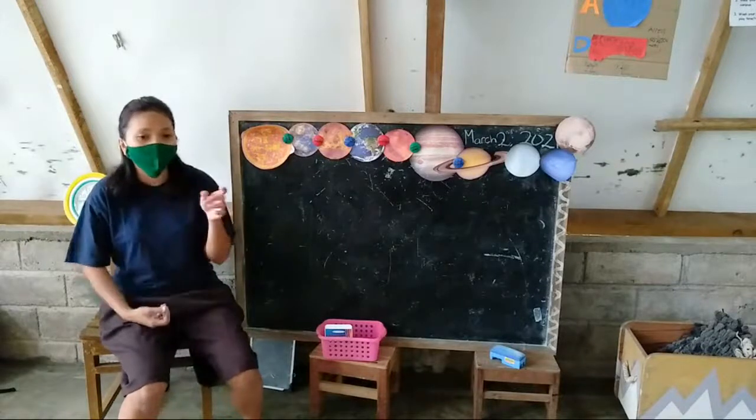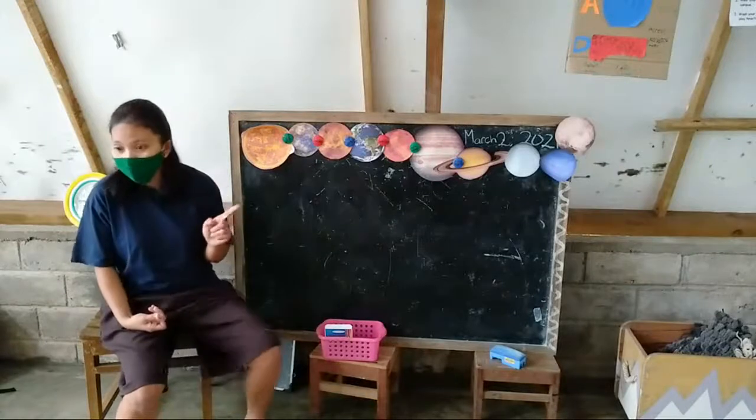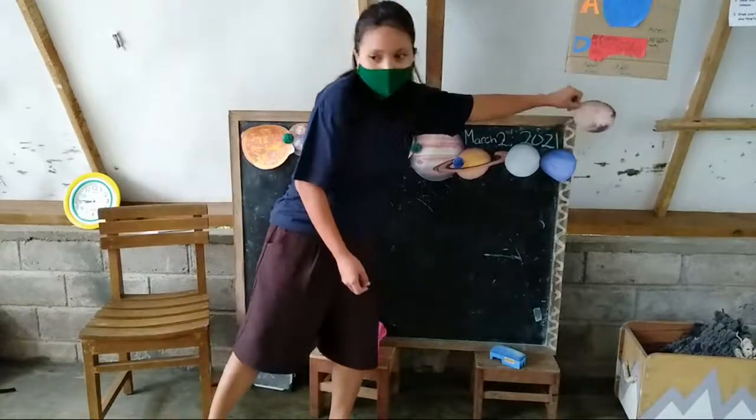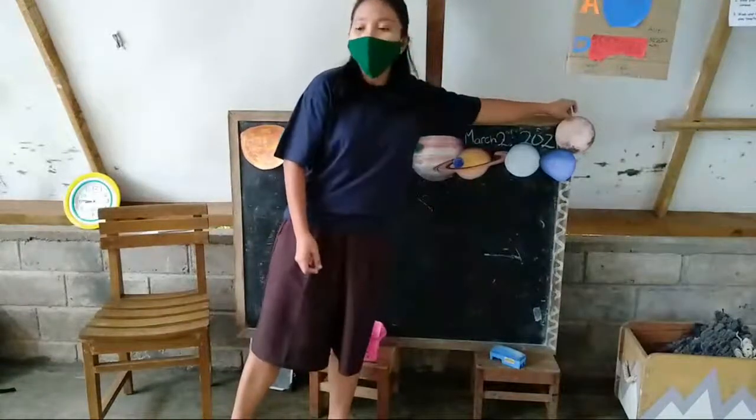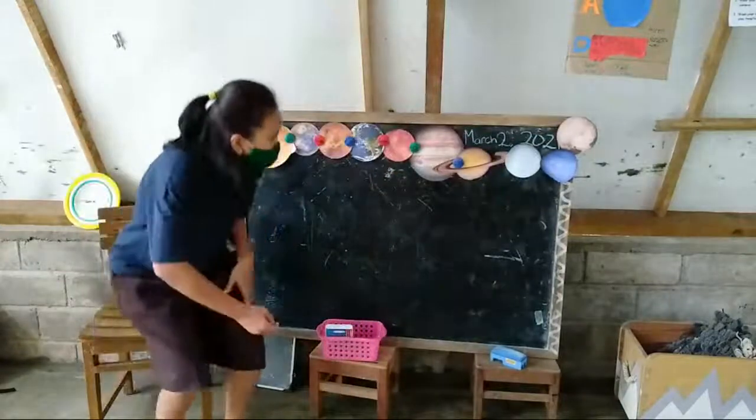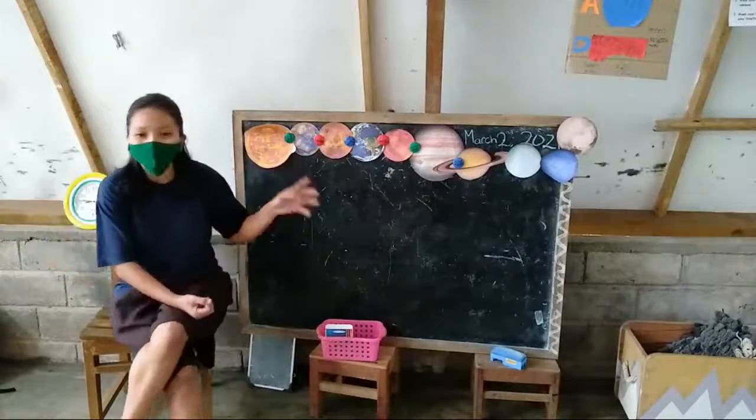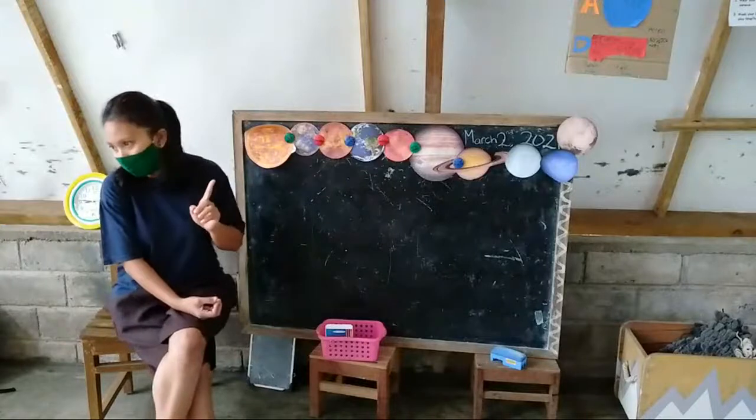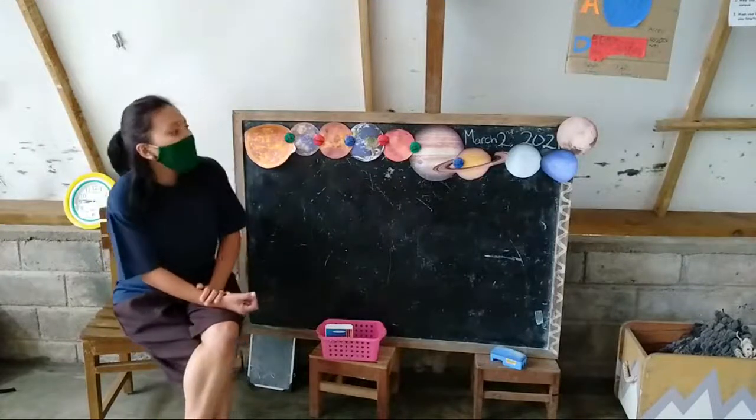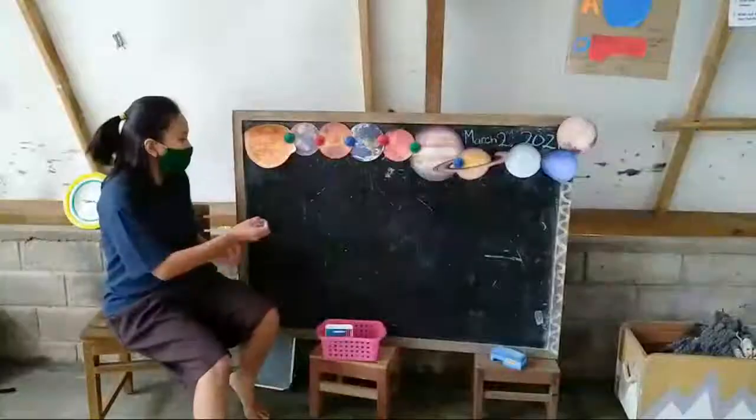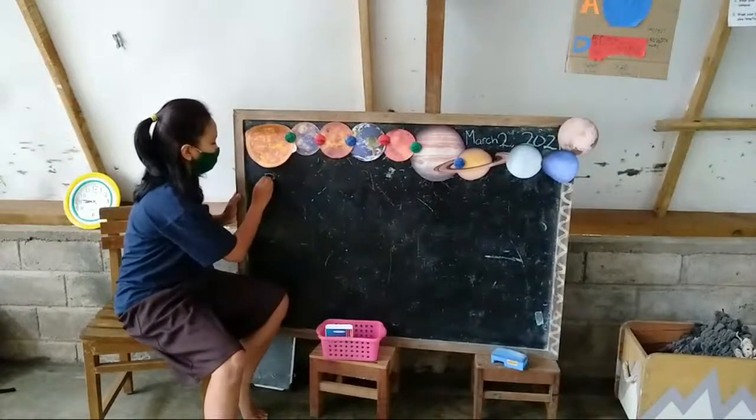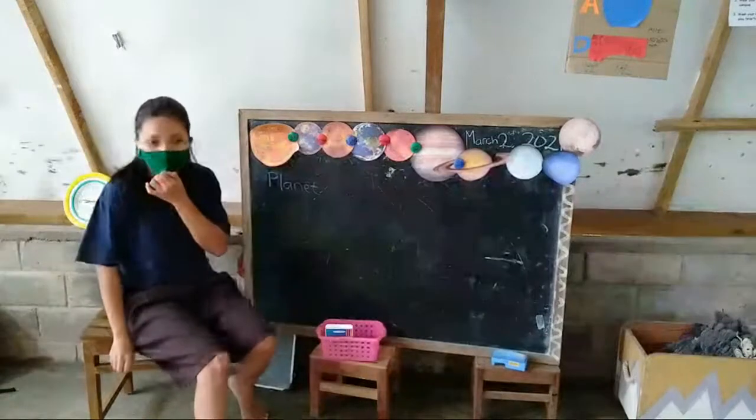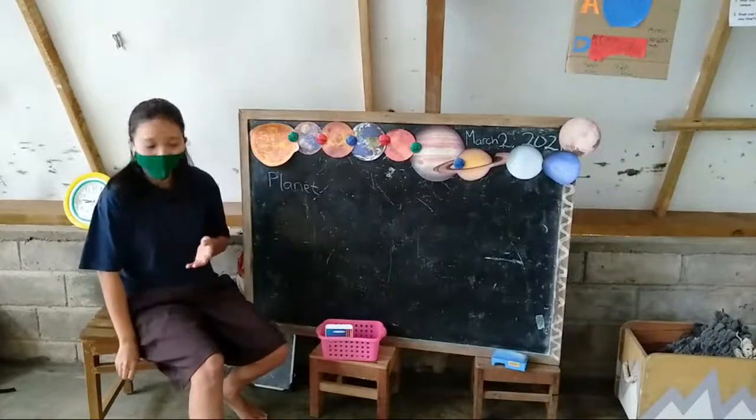Pluto was considered as a planet. But then Pluto was kicked out as a planet. What makes Pluto get kicked out from our solar system as a planet? It's so small, okay. And then what else? It's a dwarf planet. What makes Pluto considered as a dwarf planet?